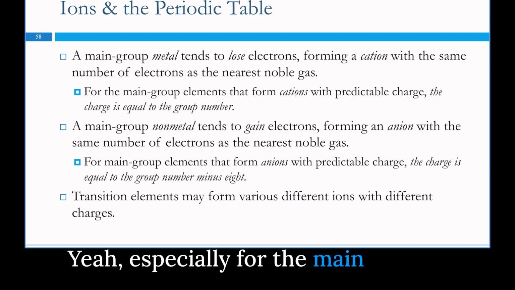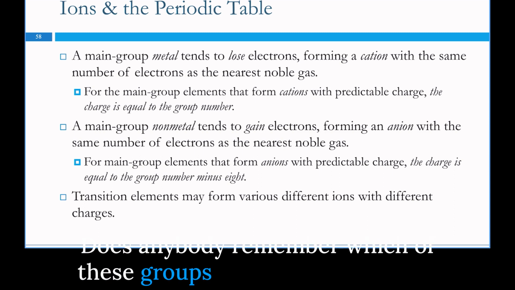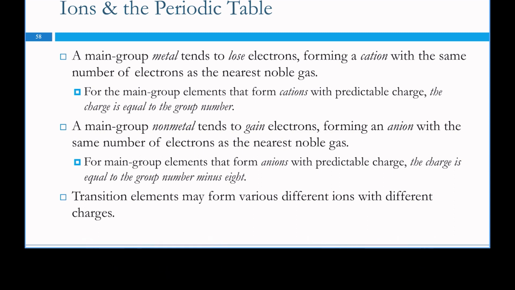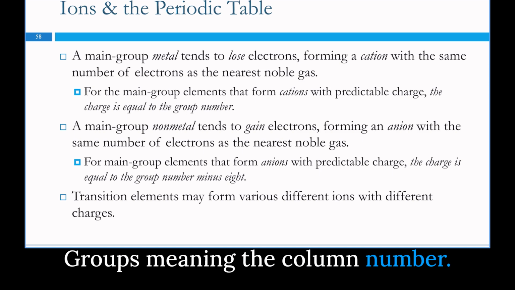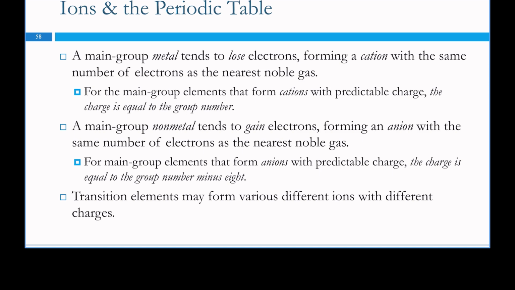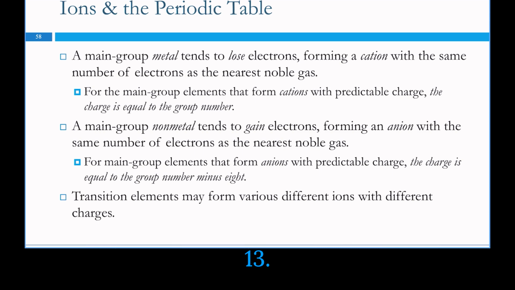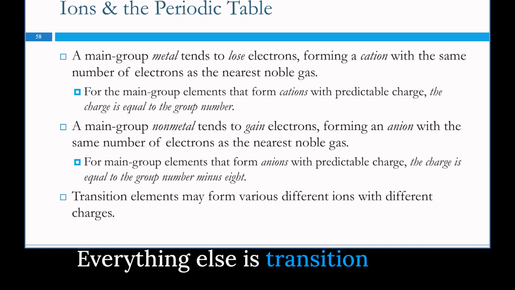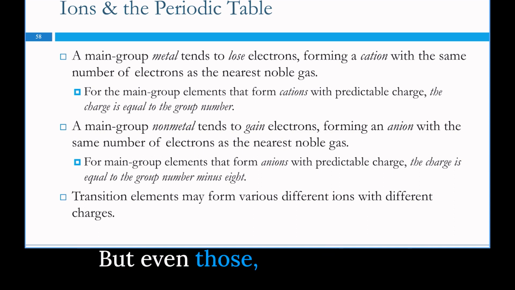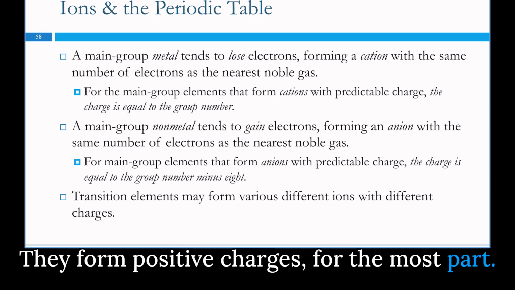Especially for the main groups. Does anybody remember which of these groups are the main groups? Groups meaning the column number. The noble gases are part of the main group. But it goes 18 down to what? 13. And then 2 and 1. Those are the main group elements. Everything else is transition metal. But even those, they're metals. They form positive charges for the most part.